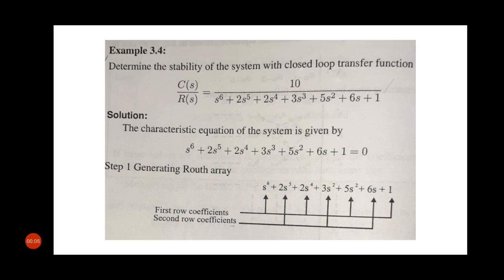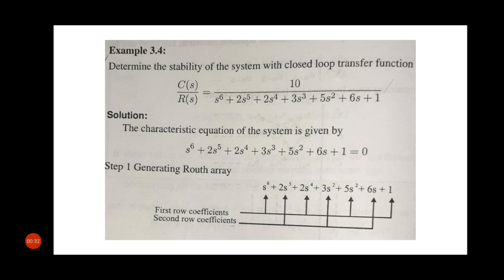Now here I have taken this example. The first example is to determine the stability of the system with this closed loop transfer function. Our transfer function is C(s)/R(s) equal to 10 divided by s^6 + 2s^5 + 2s^4 + 3s^3 + 5s^2 + 6s + 1. Okay, now see the solution.